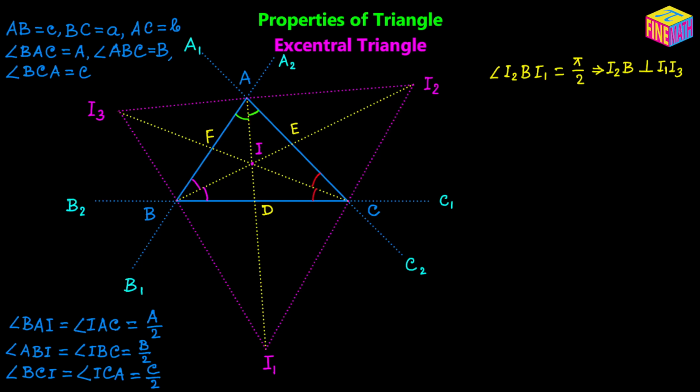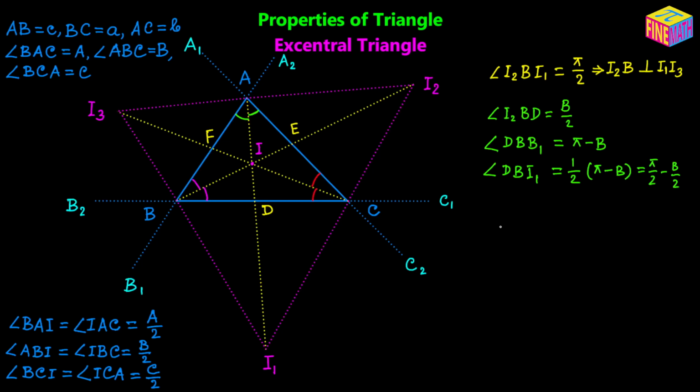Next, we are going to prove that I sub 2B is perpendicular on I sub 1, I sub 3. That means the angle I sub 2, B, I sub 1 will be equal to 90 degrees or pi over 2. Now, if you think about it, B, I sub 2 is the bisector of the angle B. So what would be the size of the angle I sub 2 BD? That angle will be half of B. And what is the size of the angle DBB sub 1? That is equal to pi minus B because it's the exterior angle. Then what would be the size of the angle DBI sub 1? That will be equal to half of that because BI sub 1 is the bisector there. So that would be half of pi minus B, and that is equal to pi over 2 minus B over 2.